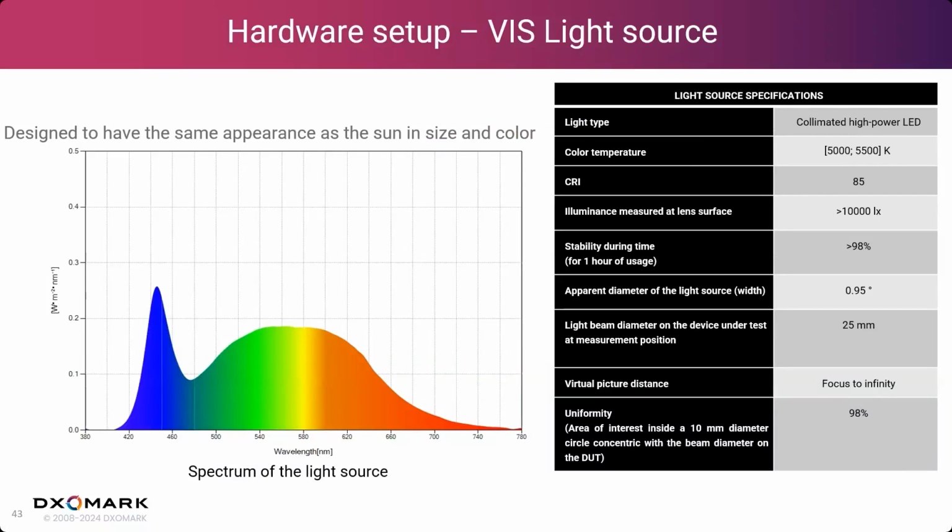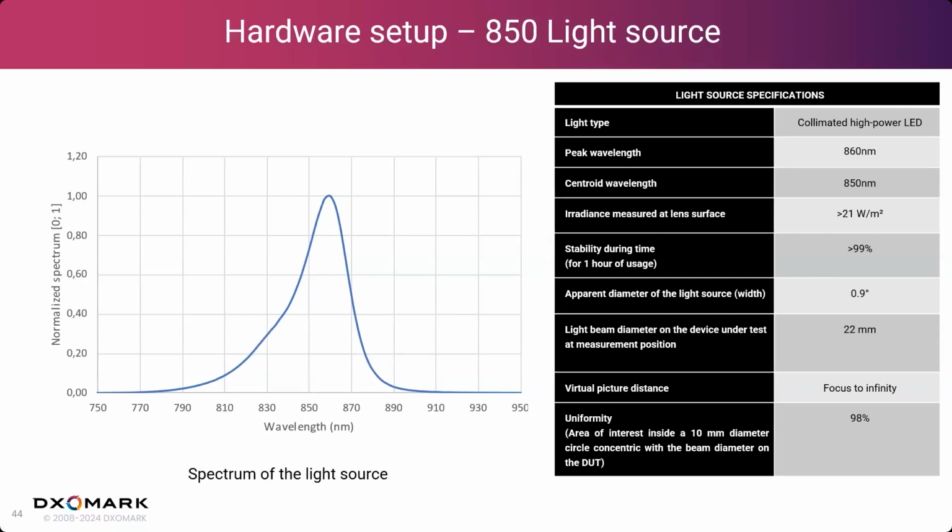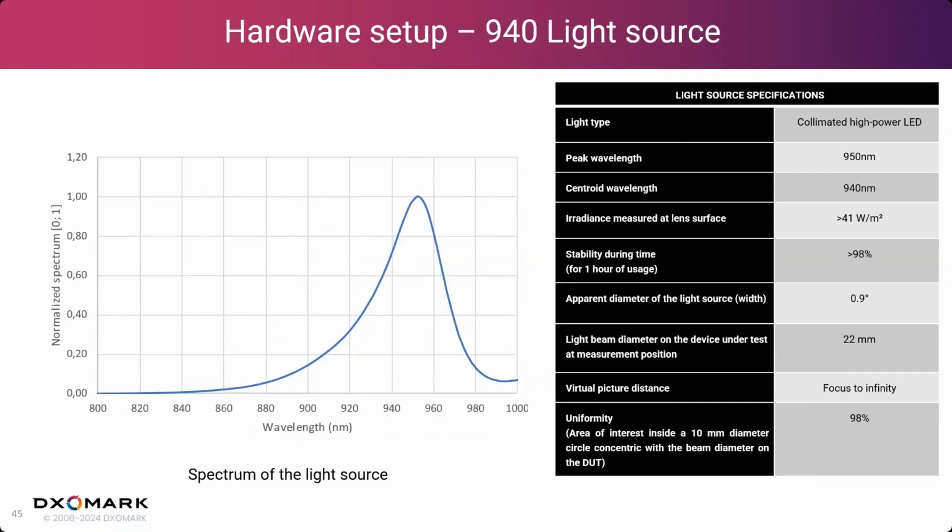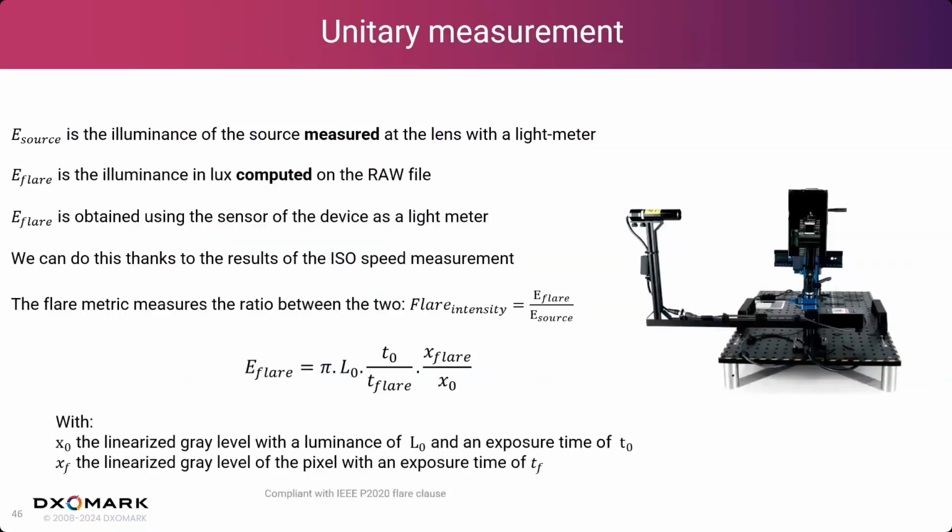But then we know that there are some people who want to test in the near infrared. So if we go to the next slide, it shows another light source that we have, which is the 850 nanometer. And then the next one is the 940 nanometer light source. And they have much more light power than the visible light source itself. So if you want to test how lidars and other types of NIR light sources are impacting your imagery, you can use those light sources to test that. So this was for the hardware part.